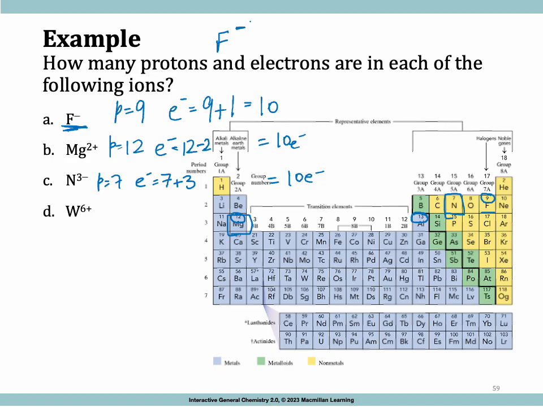So if it's a positive charge, you subtract the electrons because it has lost electrons. If it's a negative charge, it has gained electrons, so you add the number of electrons. For example, W is right here. W is 74. So protons is 74. If it was W, electrons would also be 74. But it is a positive 6, which means it has lost 6 electrons. So it would be negative 6. 68 electrons. That would be your final answer. And that is atoms, elements, and the periodic table, and some of the information about ions.